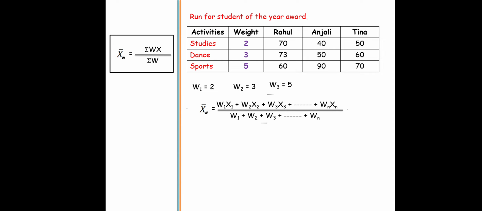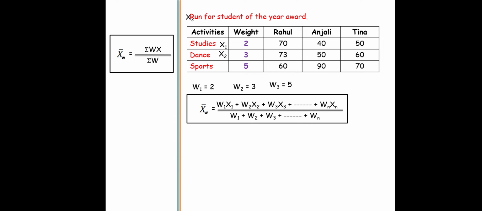Now x1, x2, x3: x1 is given for studies, like x1 of Rahul is 70, x1 of Anjali is 40, x1 of Tina is 50. Similarly x2 is given for dance: x2 of Rahul is 73, x2 of Anjali is 50 and x2 of Tina is 60. Similarly x3 is given for sports: x3 of Rahul is 60, x3 of Anjali is 90 and x3 of Tina is 70. In this manner you need to calculate the weighted mean of Rahul separately, then Anjali separately, then Tina separately. So we'll start with x bar W of Rahul.